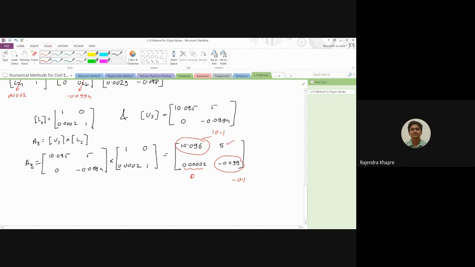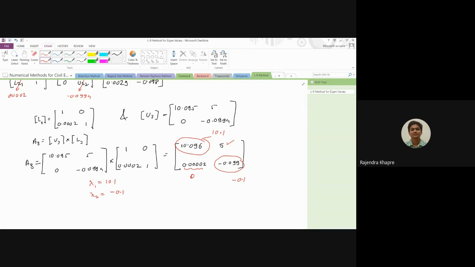So in short, the diagonal members in this new A matrix are called eigenvalues. Here the first eigenvalue, lambda 1, is nothing but 10.1, and lambda 2 is nothing but negative 0.1. Is it clear to everyone?